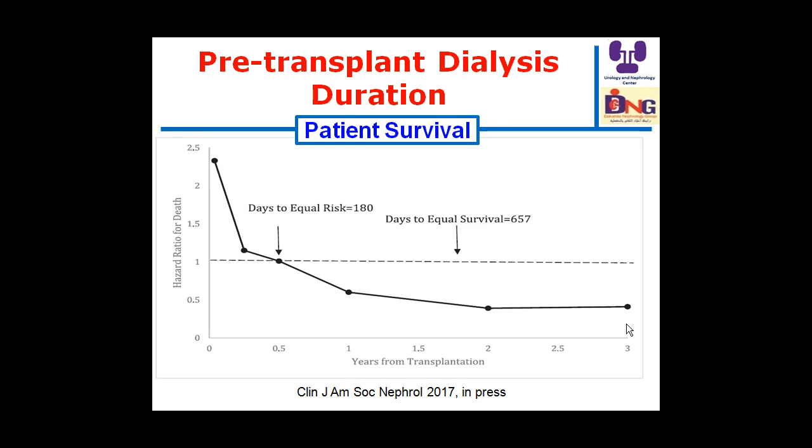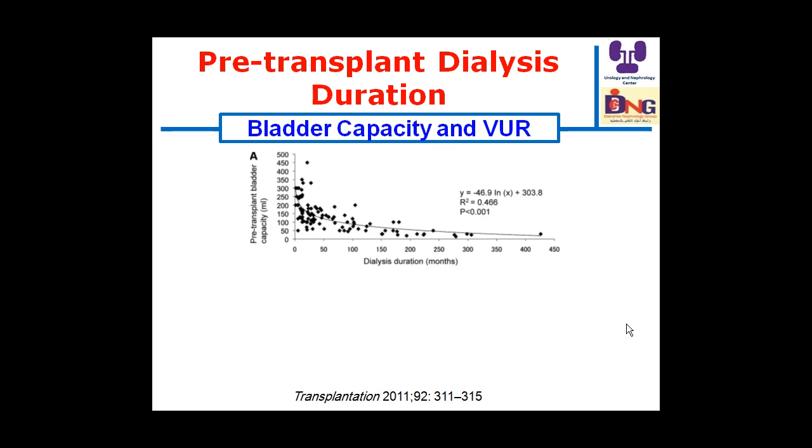So even if the patients are dialyzed for more than 10 years and there is a suitable donor and no contraindication for transplantation, it's better to proceed with transplantation because the long-term survival is superior. Another interesting data. So here in this section, we address the issue of survival.